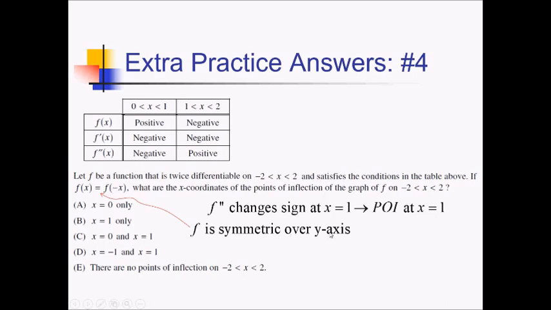If your graph is symmetrical over the y-axis, then everything that is happening behavior-wise for the graph on the right side of the y-axis has a mirror image happening on the left side. So if you have a point of inflection at x equals positive 1, you're going to have a point of inflection at x equals negative 1 because, again, this graph is symmetrical over the y-axis. So that means we actually have to pick answer choice D.